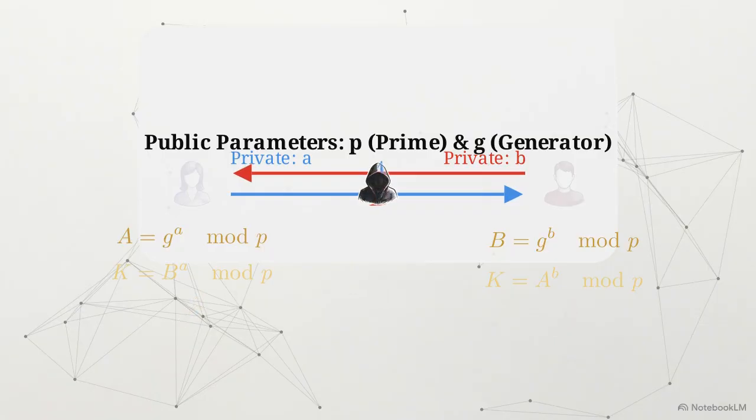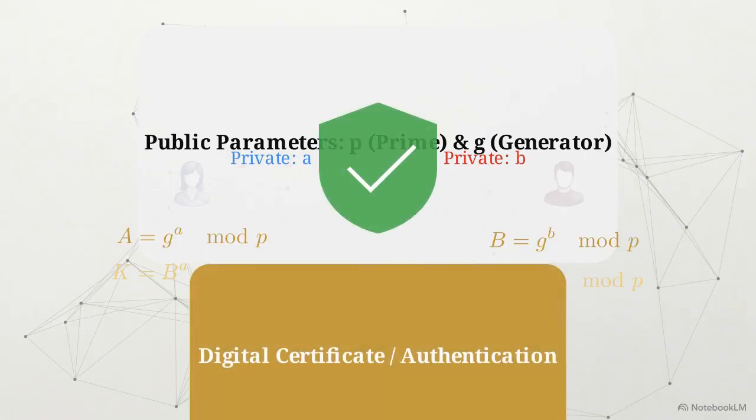Diffie-Hellman is mathematically sound, but it lacks authentication. If an attacker intercepts the public values and replaces them with their own, they can perform a man-in-the-middle attack. To prevent this, the exchange must be paired with digital signatures to verify the users' identities.